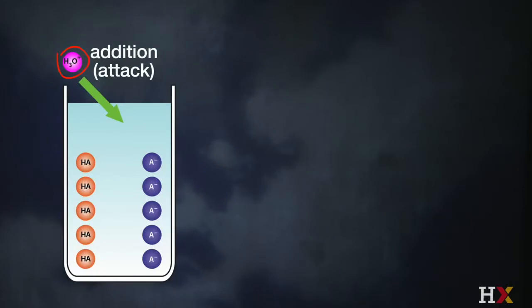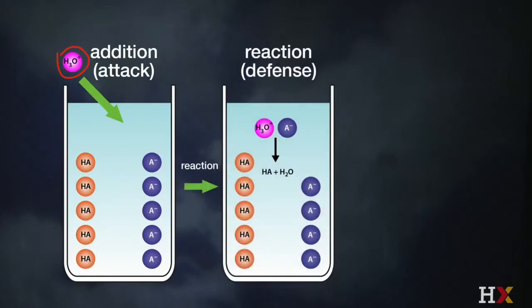And so when we add that H3O+ to this solution before the reaction takes place, the next thing that happens is that H3O+ is going to react with the negative anion. That is, the H3O+ is reacting with the anion of the acid. And when we execute that reaction, that H3O+ is going to form the acid plus water.